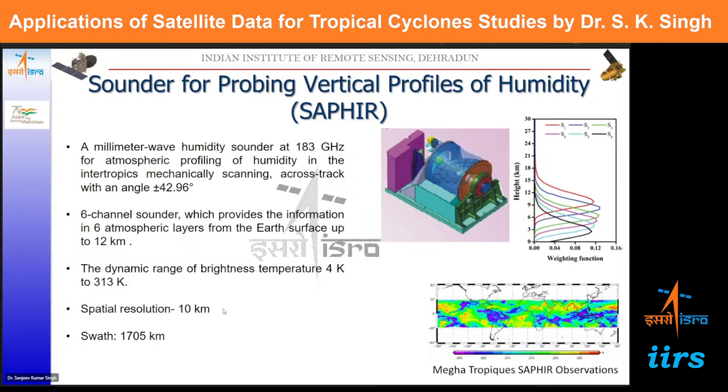The spatial resolution of the Saphir observation is 10 kilometers and the swath is 1705 kilometers. This is the 1-day observation, because it provides around 13 to 14 passes over the tropical region. If you plot them together, you will get the whole coverage over the tropical region. This is an example of the observation from Saphir.